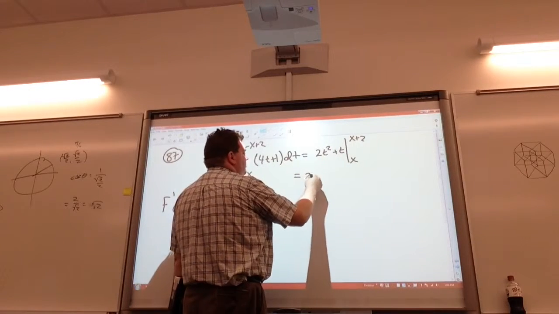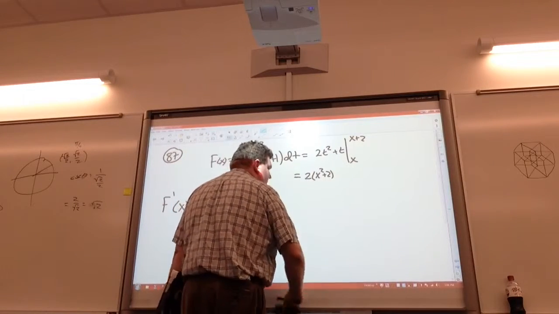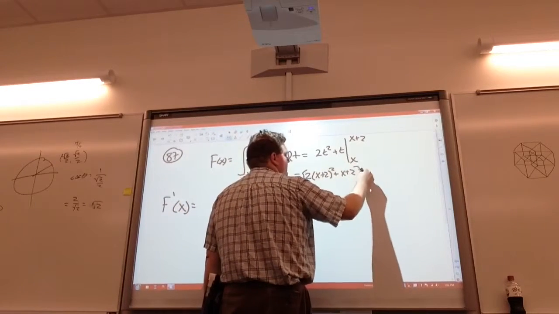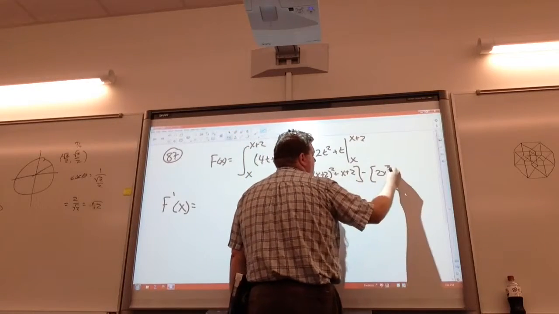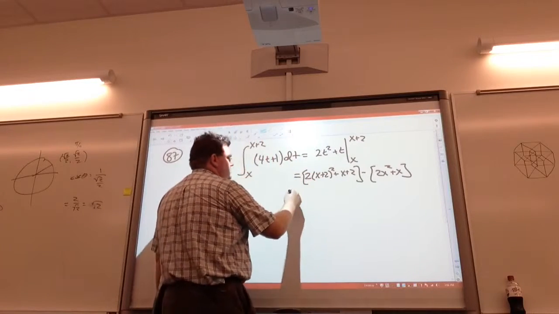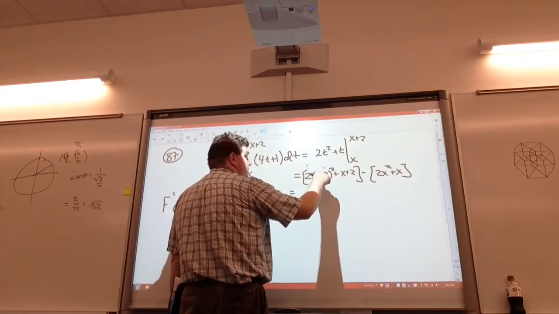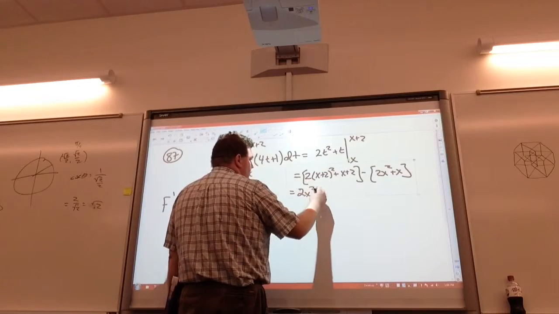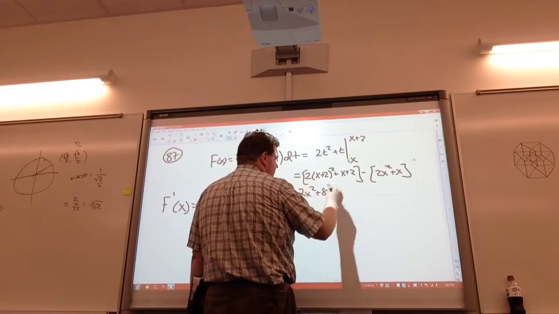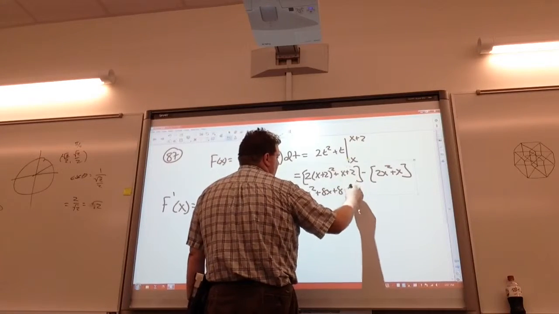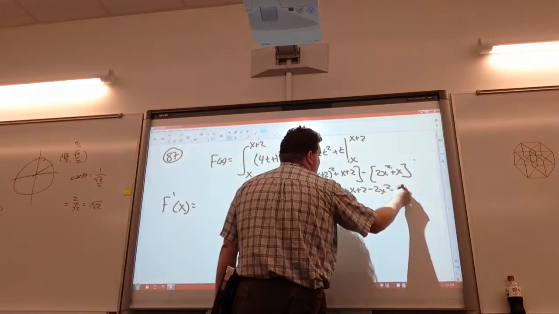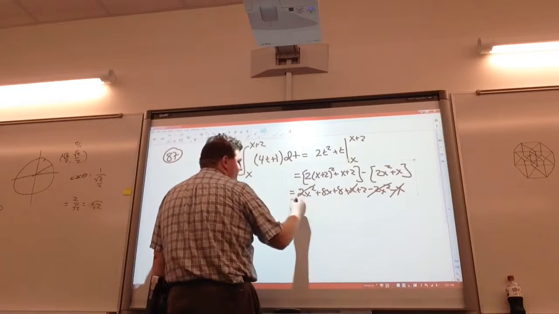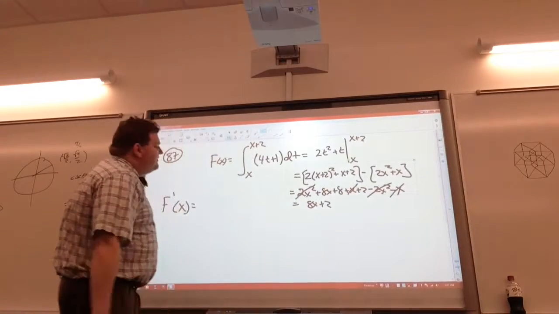So this thing then comes out to be 2 times x plus 2 squared, plus x plus 2, minus 2x squared plus x. We can work this out real fast. That's going to be x squared plus 4x plus 4, exactly. Multiply that by 2, so it's 2x squared plus 8x plus 8, plus x plus 2 minus 2x squared minus x. Stuff cancels. Add that together, get 8x plus 10. So big F of x is equal to 8x plus 10.